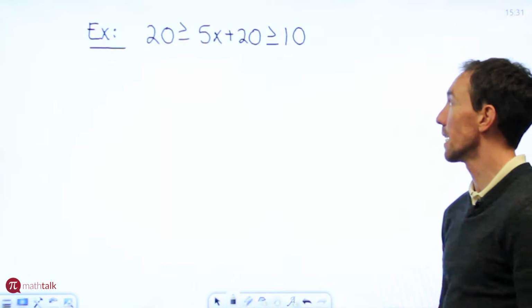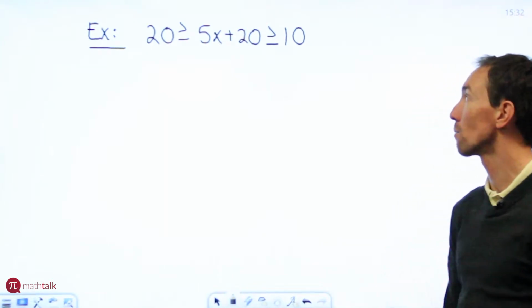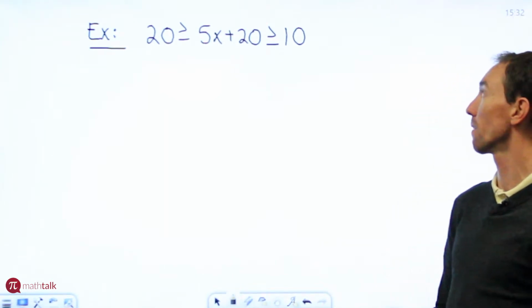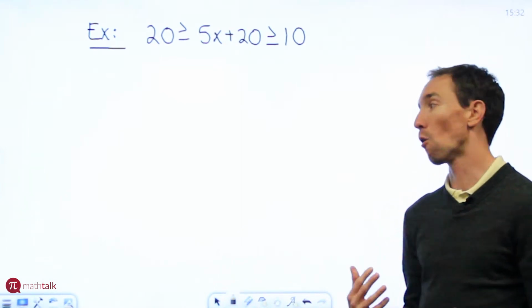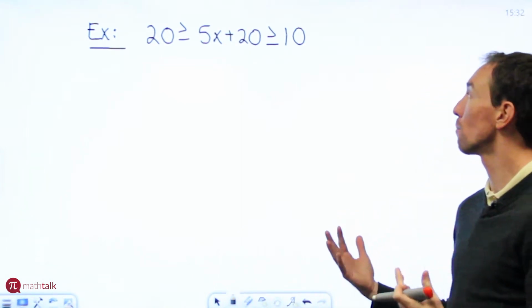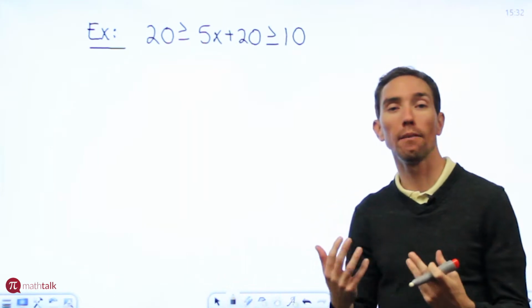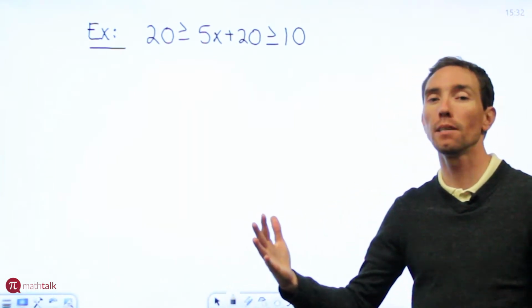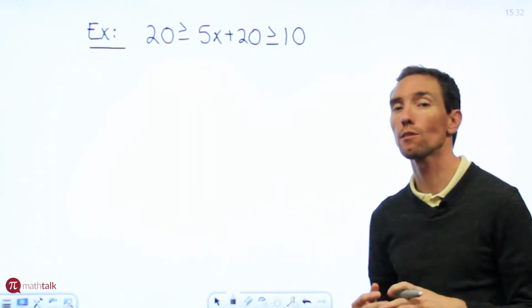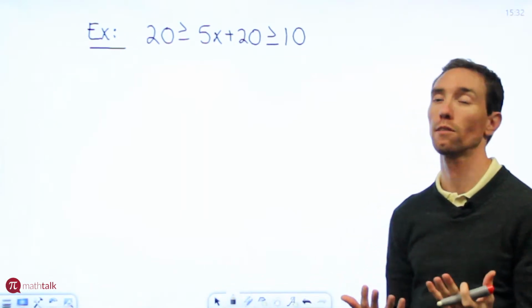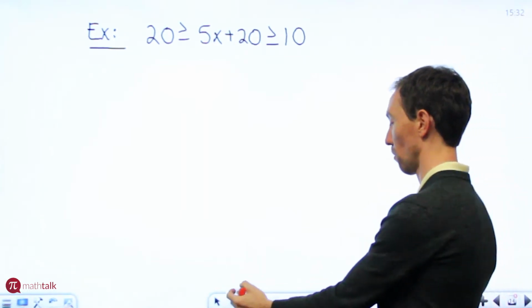So we have an example that says 20 is greater than or equal to 5x plus 20, which is greater than or equal to 10. Because we have two inequality symbols in this example, what I recommend doing is splitting them up into two individual inequalities, solving each of them, and then graphing your solution from there. So let's take a look at what that would look like.